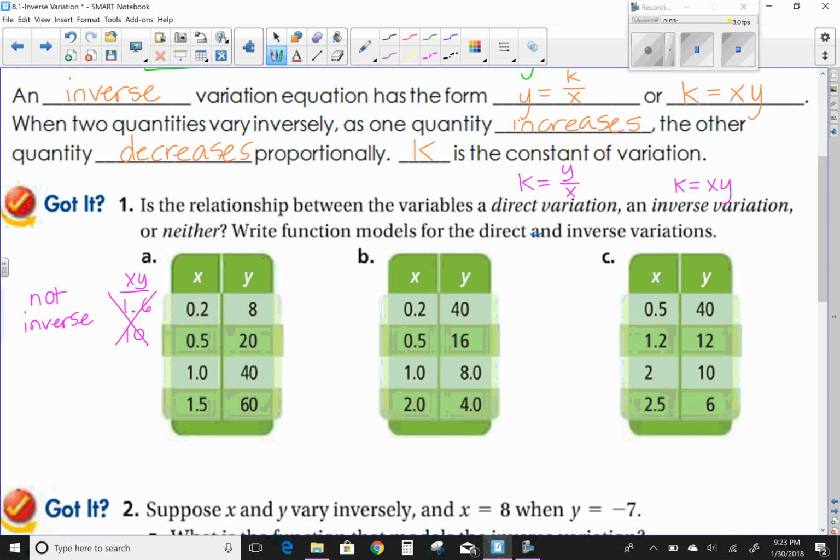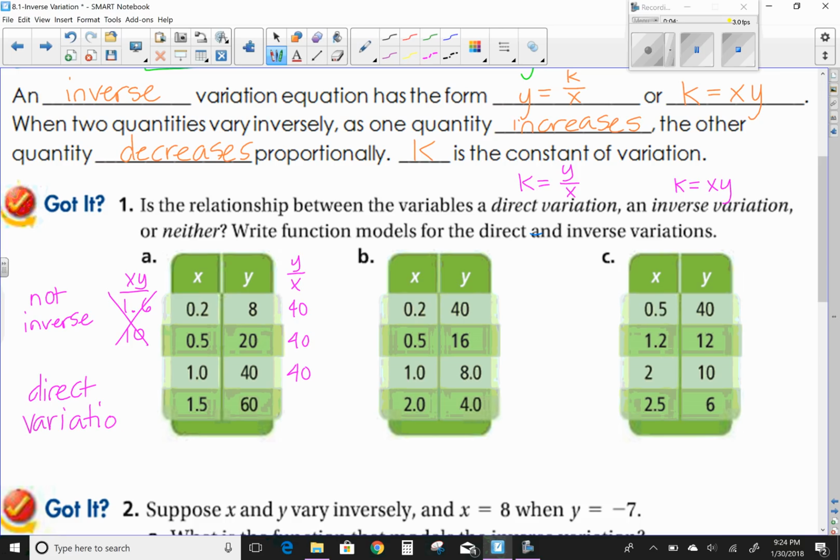Next, I'm going to look at y over x, and you can do it with the same numbers. If I divide 8 by 0.2, that gives me 40. And if I do 20 divided by 0.5, I get 40. So I have the same number. You can look quickly: 40 divided by 1 is 40. That's enough to tell us that this is direct variation.